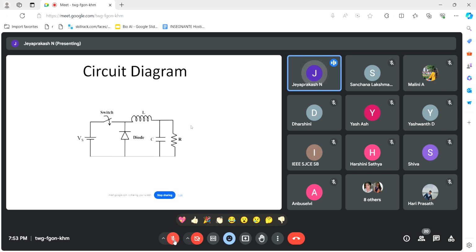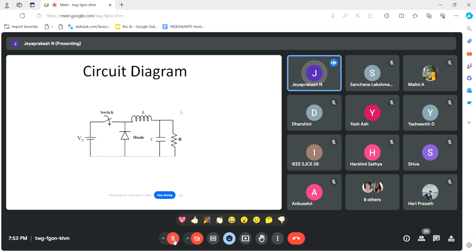So we have one RLC. The resistive load I am taking is a resistive load, and one switch is there. We can use a MOSFET or IGBT or SCR; you can use any one of the switches. So I am going to derive the transfer function of this buck converter.